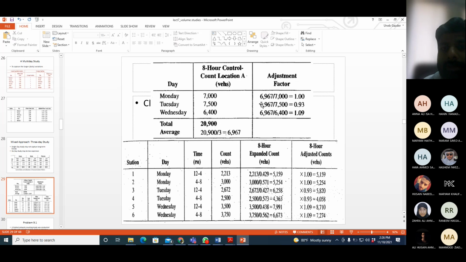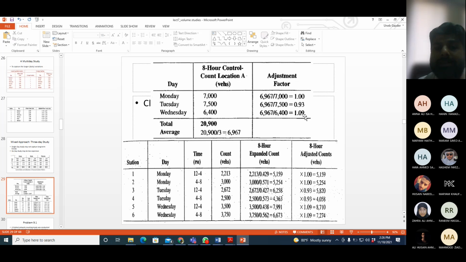Then, like we did in the last example, the one which we have just covered, we can calculate the adjustment factor for Monday, Tuesday, and Wednesday using the average value and the count of that day. You can see the adjustment factors for each day: average upon 7,000 for Monday, average upon 7,500 for Tuesday, and so on. Now they are not for 6 days, they're only for 3 days because the study was done for 3 days.